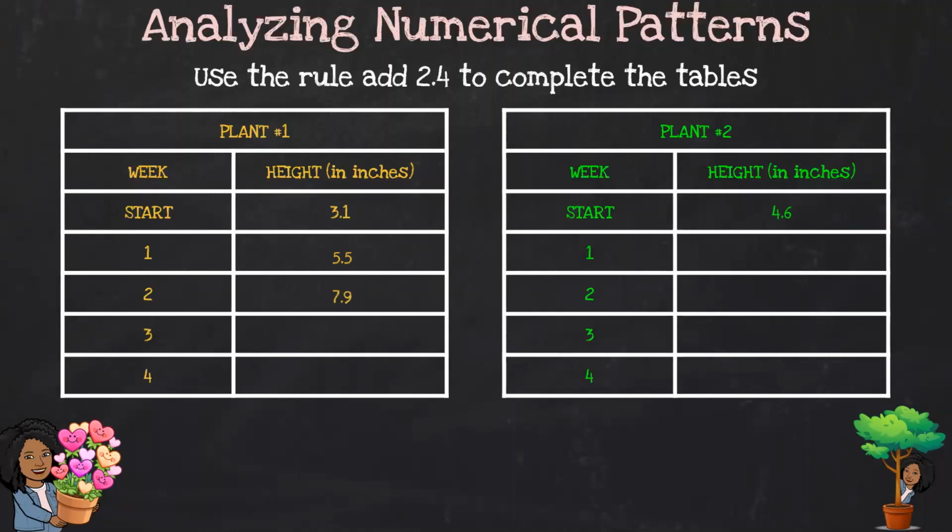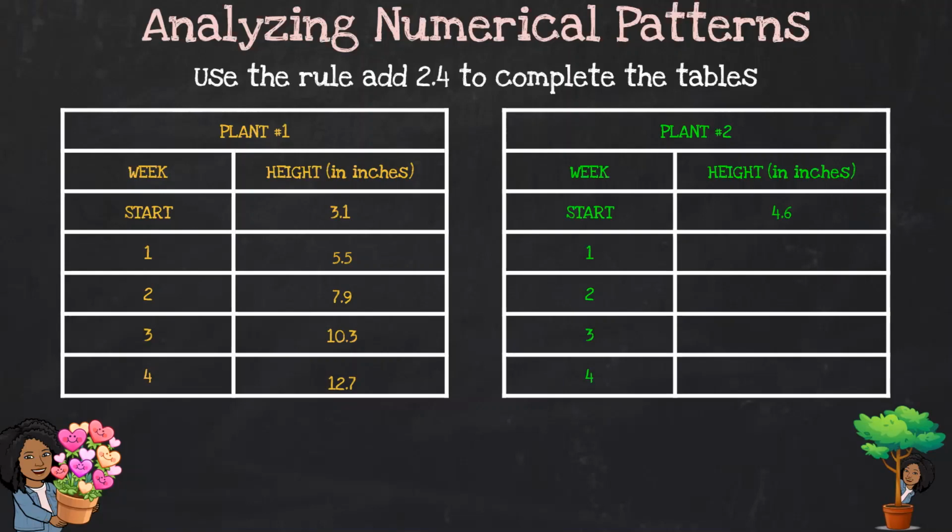Then again, we will use the same rule and apply it to week number 3. By the end of week number 3, the plant will be 10 3/10. And lastly, at the end of week number 4, the plant will be 12 7/10. Now you'll notice that the difference between all of these heights is 2 4/10 because each week the plant grew the same number of inches.